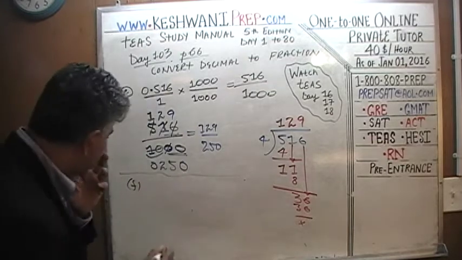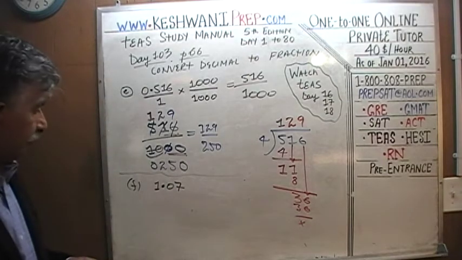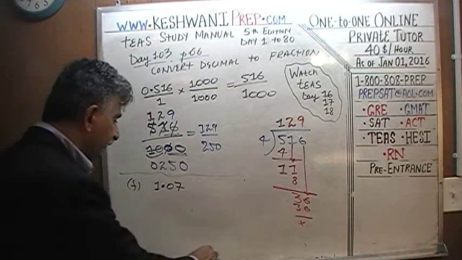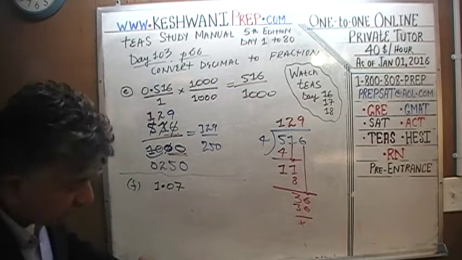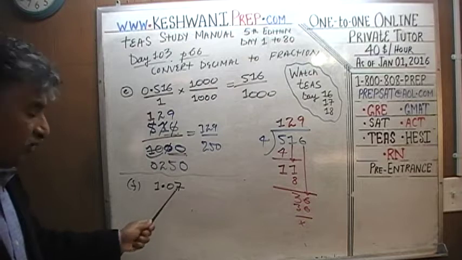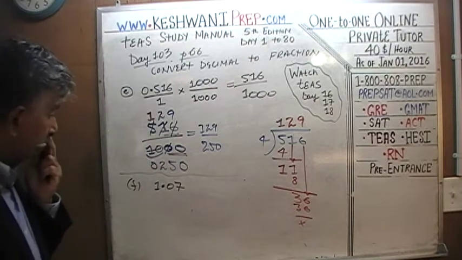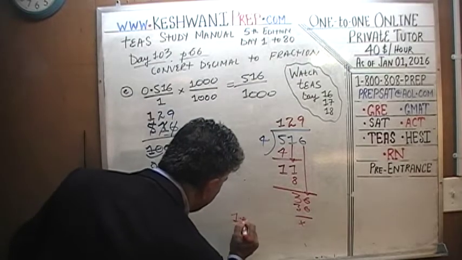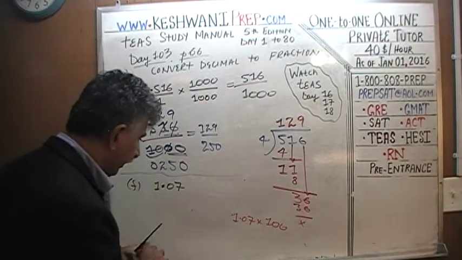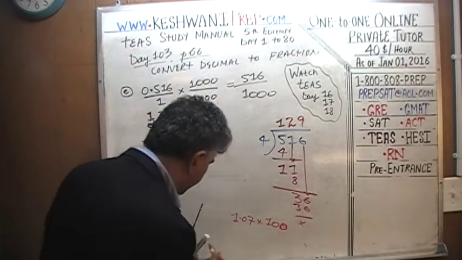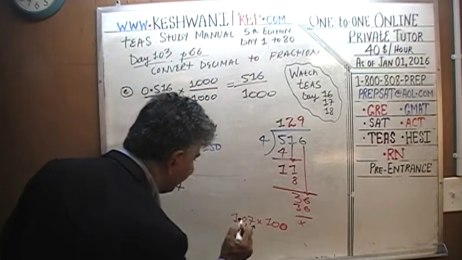In part F, we are asked to convert 1.07 into a fraction. In order for us to convert into a fraction, we have to have the whole number on the top. How are we going to convert 1.07 into a whole number? Well, it has two digits, so if we multiply this quantity by 100, it will become 107. If you multiply by 100, you pick up the decimal and move it two spots, 1 and 2. It becomes 107.